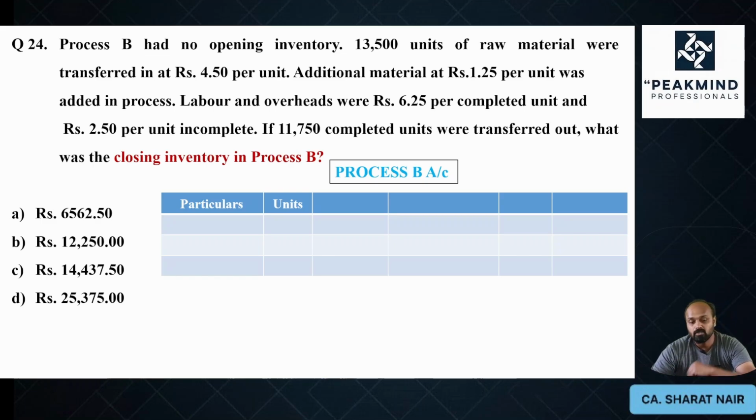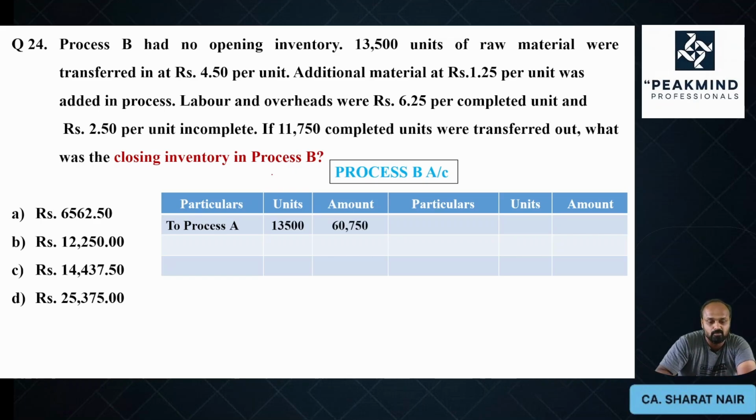Now, if 11,750 units have been completed and transferred out, what was the closing inventory of process B? Given the details, I am just drawing a rough process account for ease of understanding. In the process account, it will be 13,000 from process A, assuming that the earlier process was process A, 30,500 units, the cost was 30,500 into 4.5. Please note how this has been computed, 30,500 into 4.5. Now, the additional material cost incurred in the process is nothing but 30,500 into 1.25. That is also we need to take.